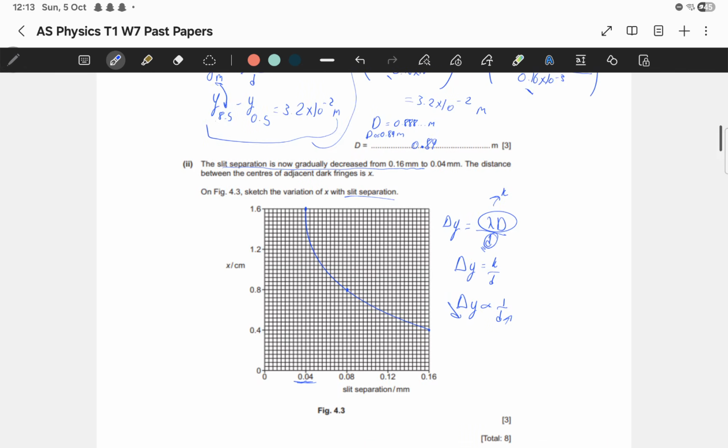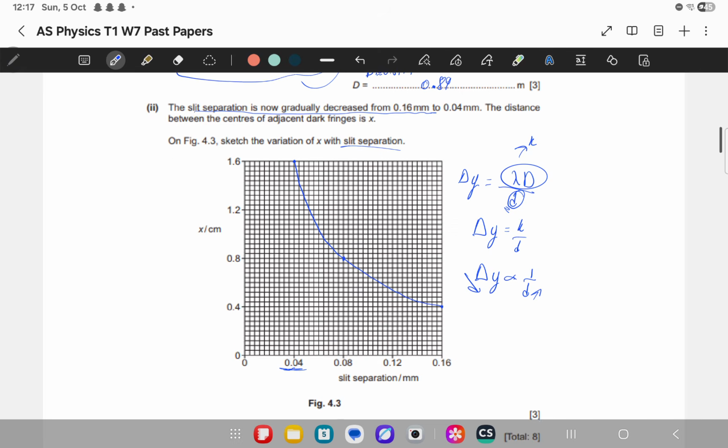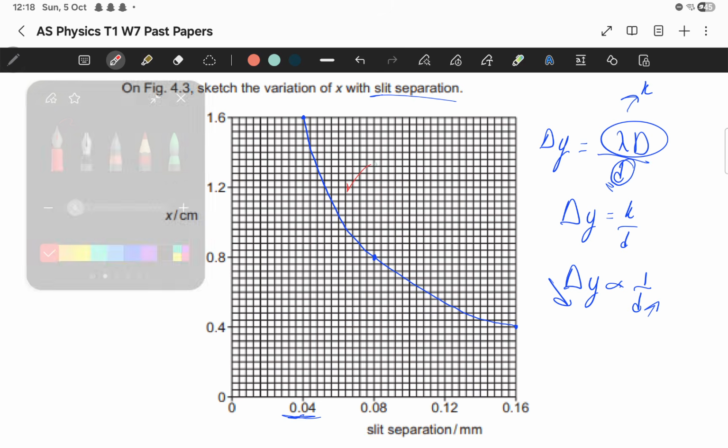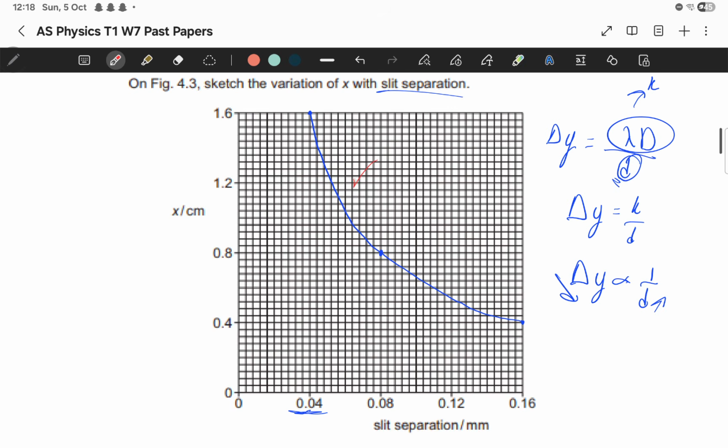Now, this is what your graph should look like. The marks you get for this question, by the way, I fixed the graph a bit. That's why I paused the video. This is what it should look like. The marks you get for this question is, first of all, a curved line with a negative gradient of decreasing magnitude throughout from slit separation 0.04 to 0.16. Yes, ours is a curved line. That's correct. Let me get the red pen. Curved line, and you are seeing that there is a decreasing magnitude, like basically the slope of the tangent is decreasing essentially. So that is also correct.